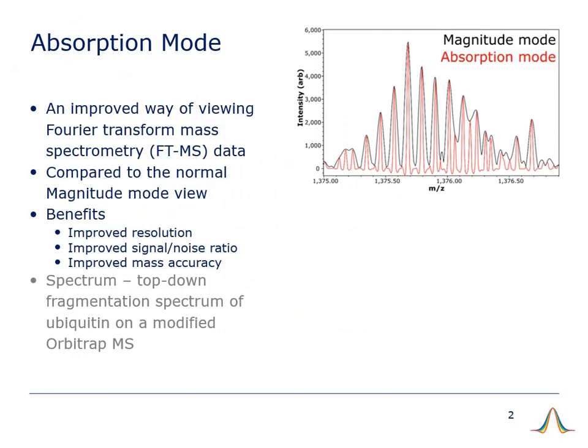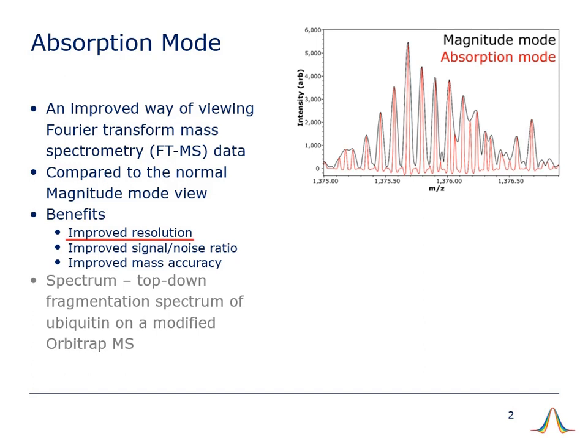Absorption mode and magnitude mode are simply two different ways of processing and viewing exactly the same FTMS data. But if you can view your spectrum in the absorption mode, you will be able to get more and better information out of it. Now the problem is that getting at the absorption mode comes with a few more complications than are needed to get at the magnitude mode spectrum. So before diving into those complications, let's look again at the benefits that processing your data in absorption mode will bring.